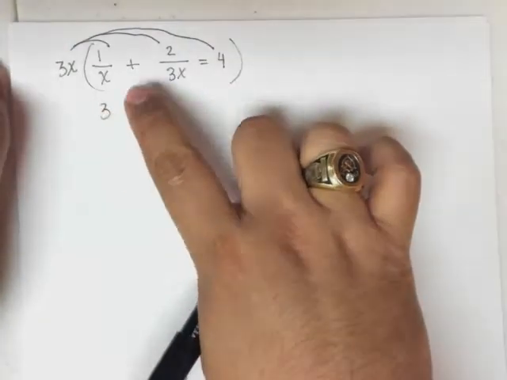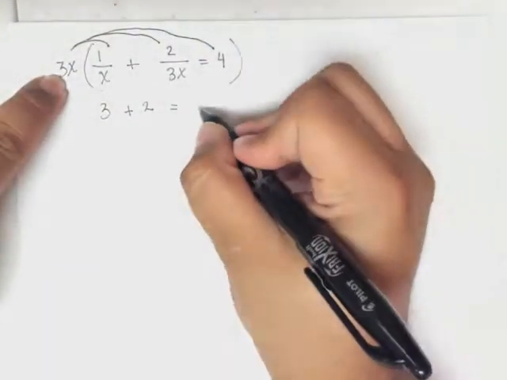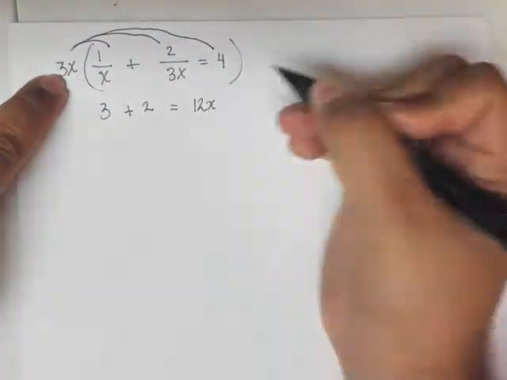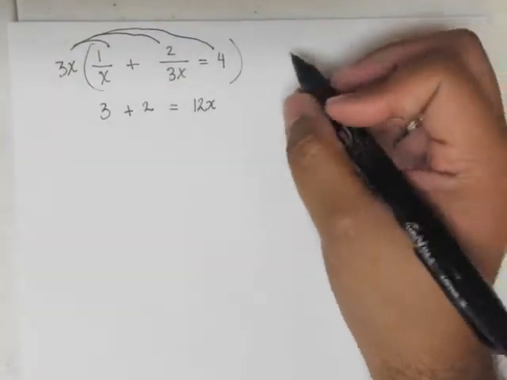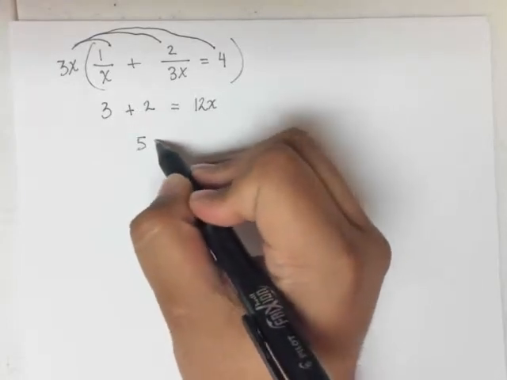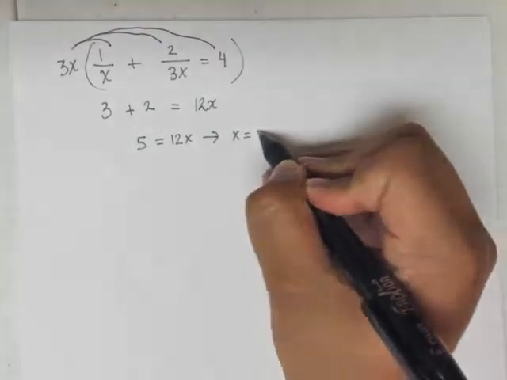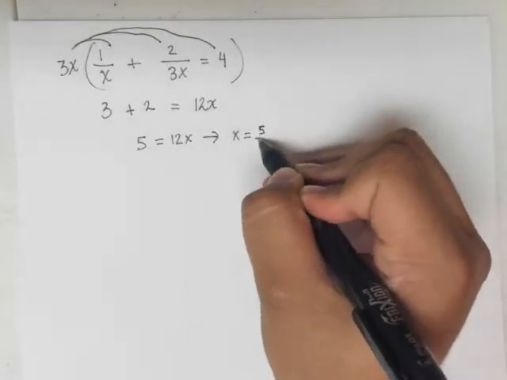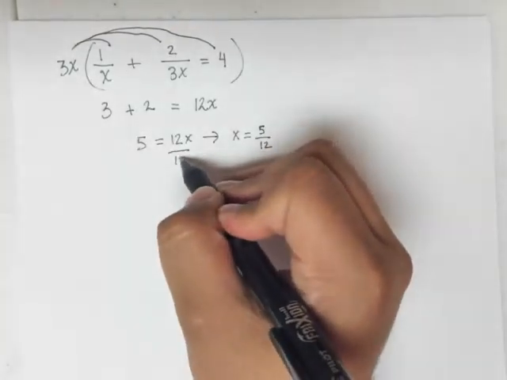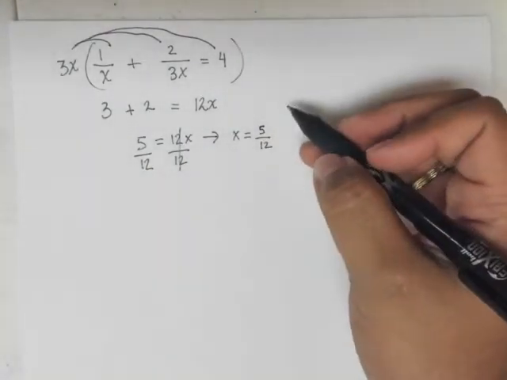All right, so we've got 3 plus 2 equals, and then 3x times 4 is 12x. So we end up with a very elementary linear equation. 3 plus 2 is 5 equals 12x. And so what does x equal? It equals 5 out of 12. We divide both sides by 12. Okay, so x equals 5/12.